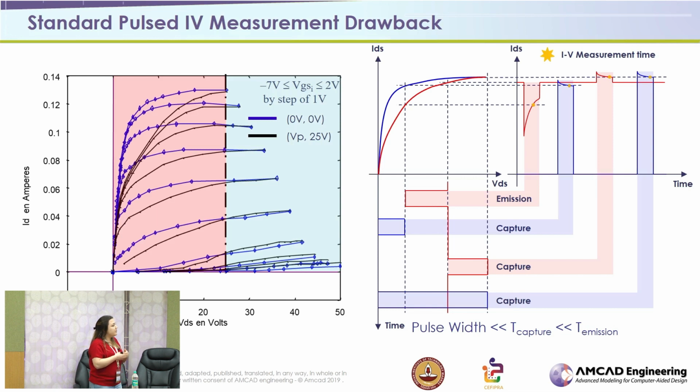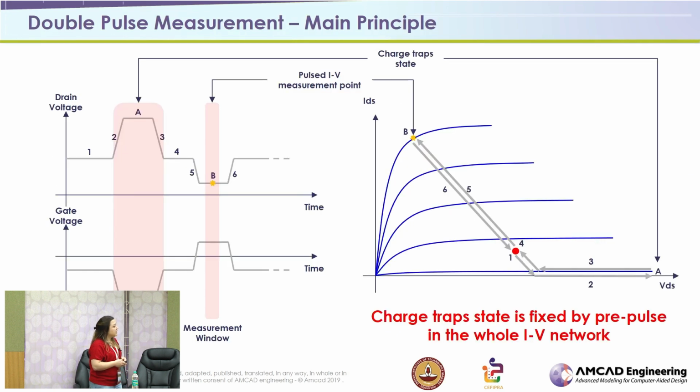So this is a limitation of the pulsed IV characteristic in classical pulse mode, because we don't take into account the dynamic variation of traps. That's why we can find some studies in the literature on that. A basic double pulse measurement has been introduced in order to fix the traps effect.